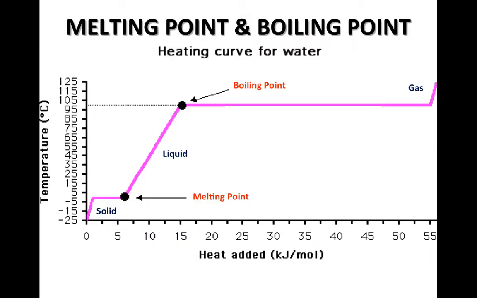The melting point is when the solid turns into a liquid, and the boiling point is where the liquid turns into a gas. Water has very specific melting and boiling points. The melting point of water is 0 degrees Celsius. The boiling point of water is 100 degrees Celsius.